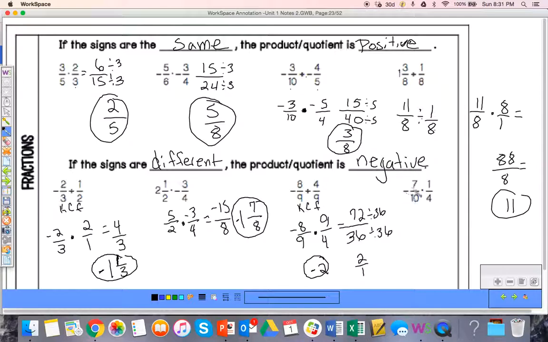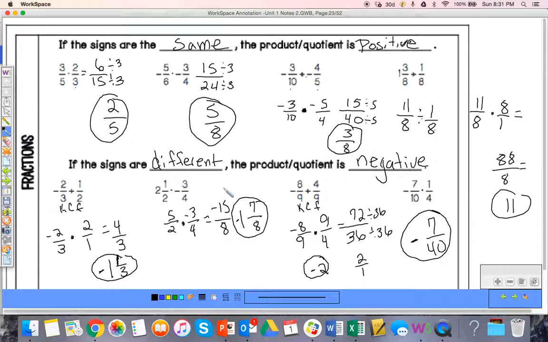And lastly, we have negative 7/10 times 1/4. So 7 times 1 is 7. 10 times 4 is 40. We have a negative times a positive, so that's a negative answer. And that number cannot simplify.